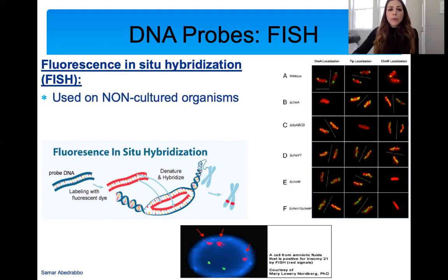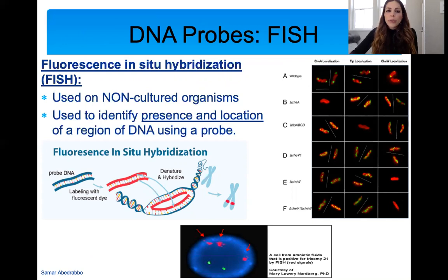So we use this on non-cultured organisms typically. Remember, culturing organisms means when you grow organisms in lab. There's a lot of bacteria, and I'm going to focus on bacteria right now, that we cannot get to grow in lab, but we still want to understand more about them. So we can do fluorescence in situ hybridization. You can create a probe that targets a specific gene, and maybe every time it binds to it, you get fluorescence. So it's used to identify both presence and location of a region of DNA using a probe.